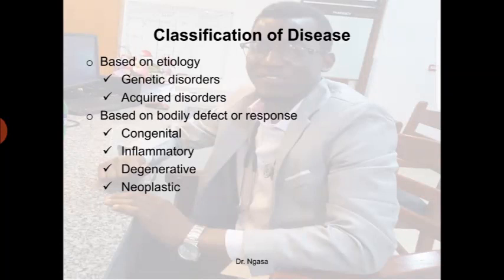Another classification is based on body defect or response. Once you have an infection or a stimulus which comes to your body, the body responds in its own way. Under this category, we have four classes of diseases. We have congenital diseases, which are the diseases someone is born with. We have inflammatory diseases, degenerative diseases, and neoplastic diseases. This is the category of classifying disease based on body defect or body response.